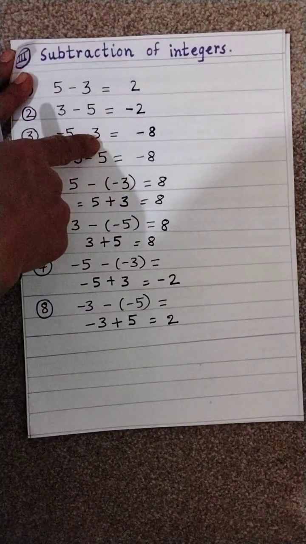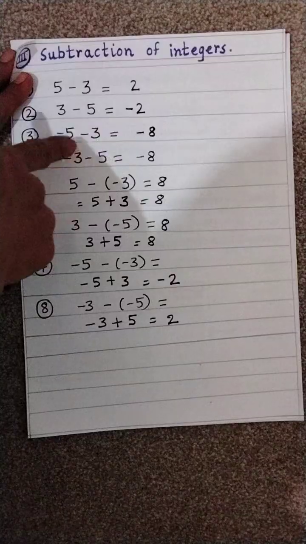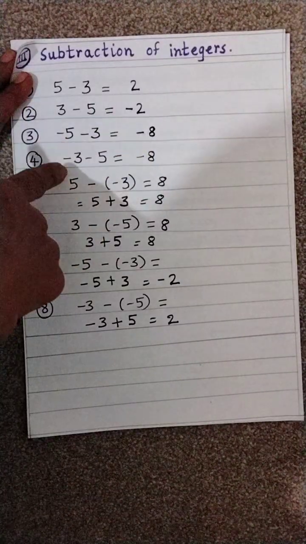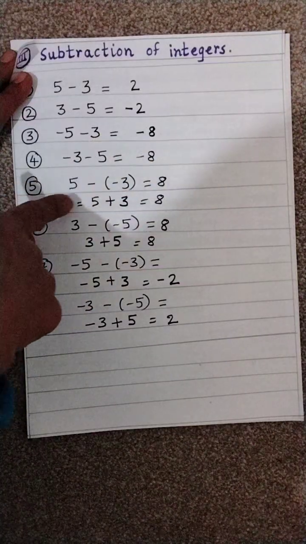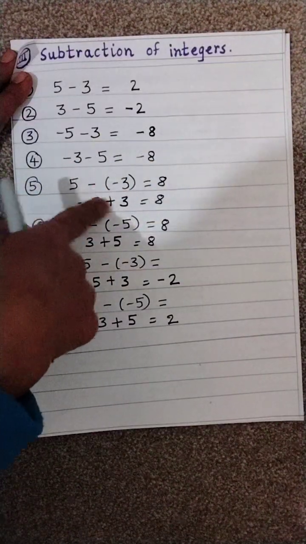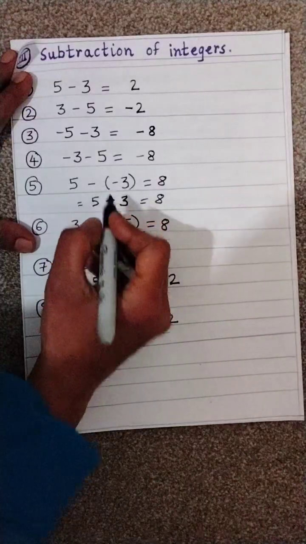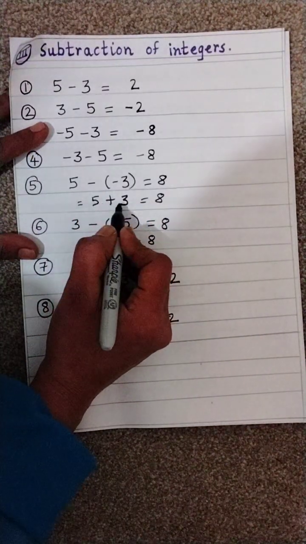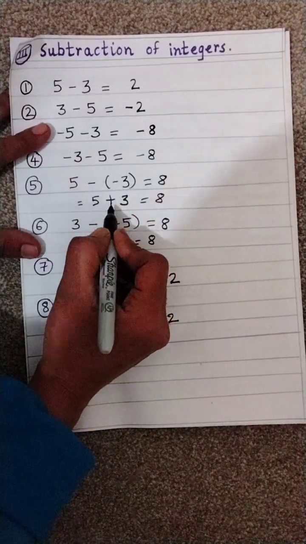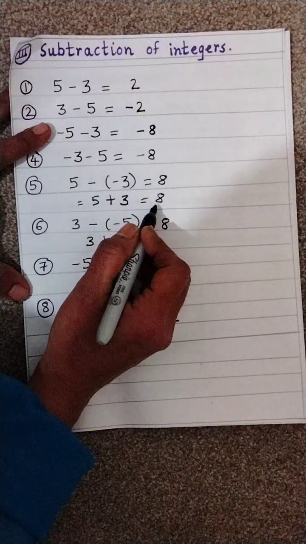Minus 5 and minus 3. Both are the same signs. We add and put minus. Same signs, we add and put minus. Here we open the bracket. There are two signs in between, so we open the bracket. So it becomes 5 plus 3. Minus and minus becomes plus. So 5 plus 3 is 8.